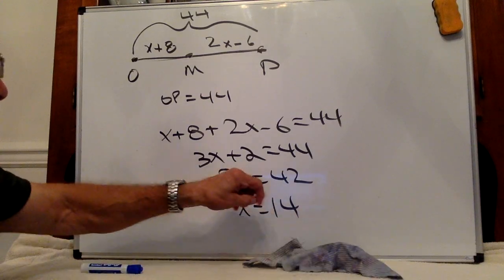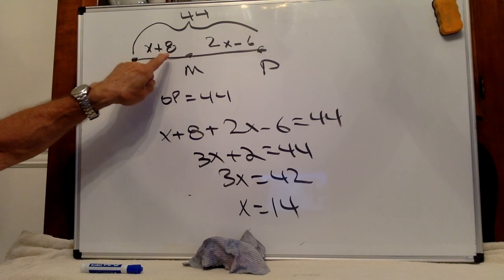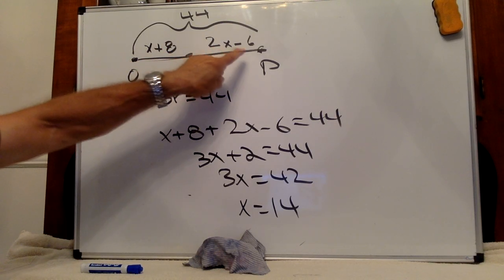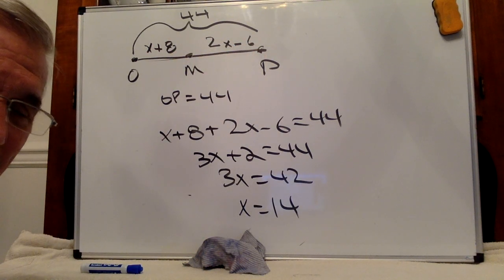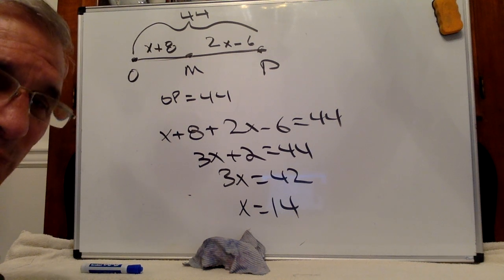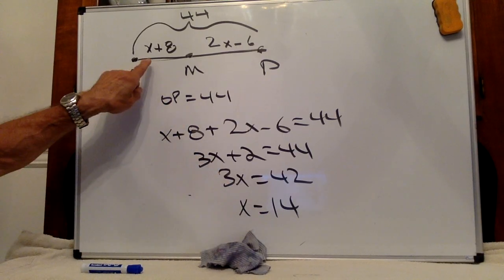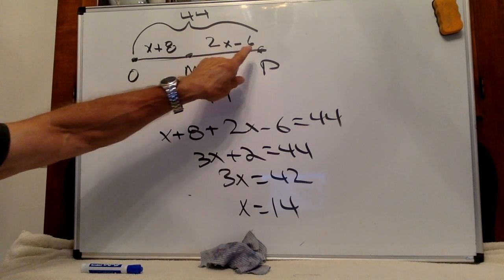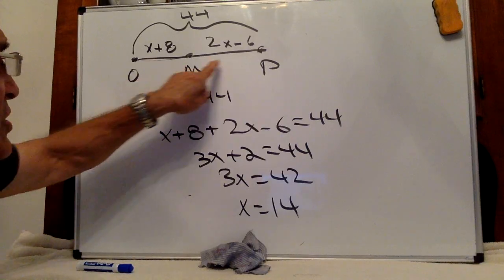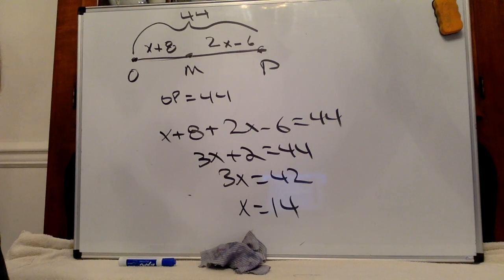If x is 14, 14 plus 8 is 22. 2 times 14, 28 minus 6 is 22. If these two pieces are both 22, then you can state, yes, M is the midpoint because OM will equal MP. Again, once you solve for x, plug it in. 22 equals 22. Therefore, M is the midpoint of that line segment. Okay.